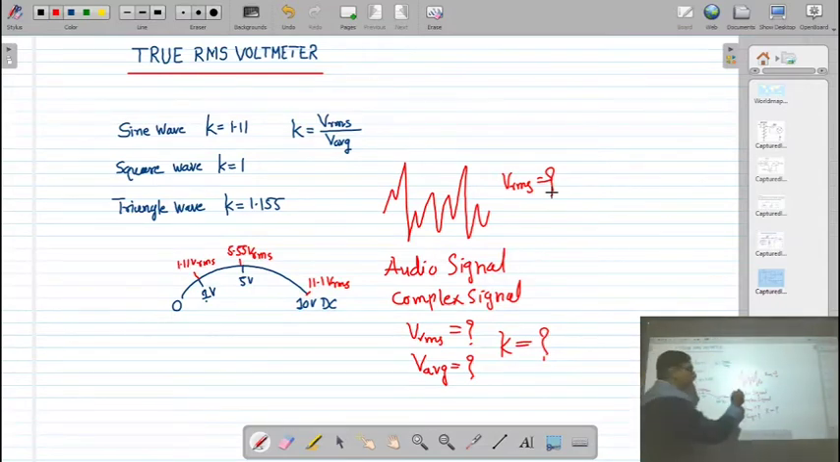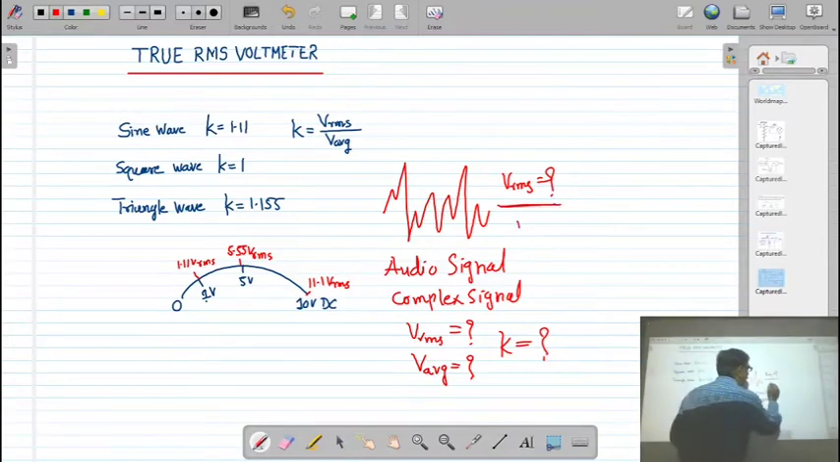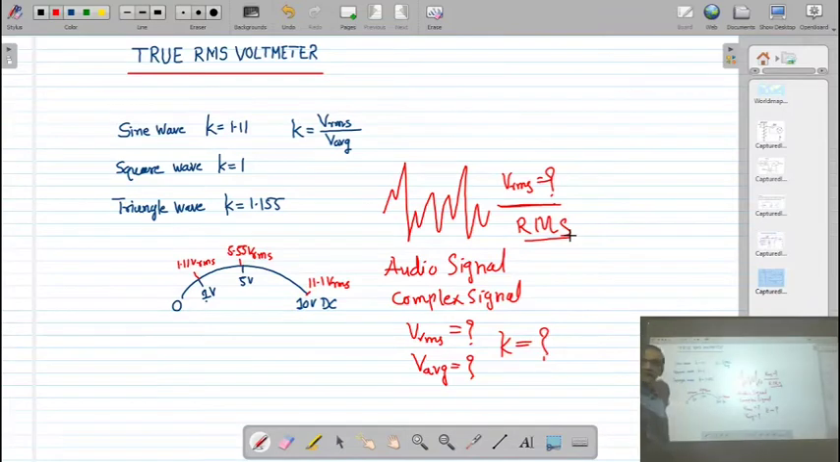And how can we measure this indirectly? For that you should know the meaning of the RMS voltage. What do you mean by the RMS voltage? So first of all, let us be clear about the RMS. Then it will be very easy to understand the principle of the true RMS voltmeter.